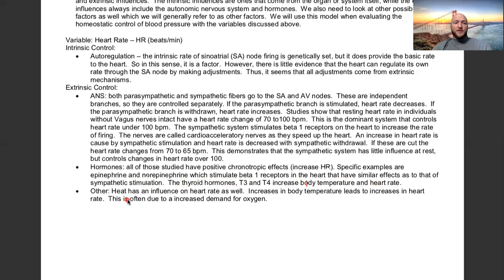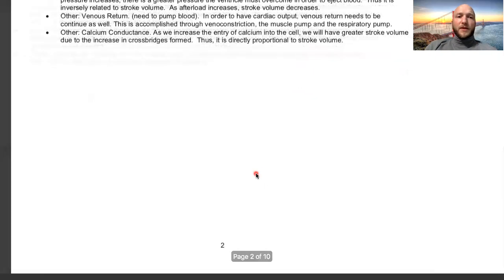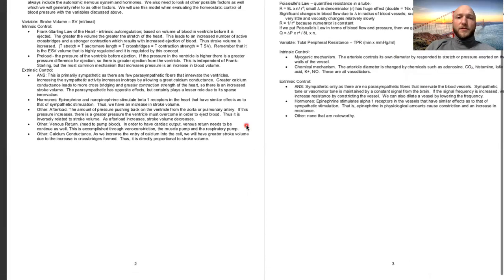Other extrinsic controls, heat has an influence on heart rate as well. Heat increases body temperature and leads to an increase in heart rate. This is often due to an increased demand for oxygen. All right, let's move on to number 2.